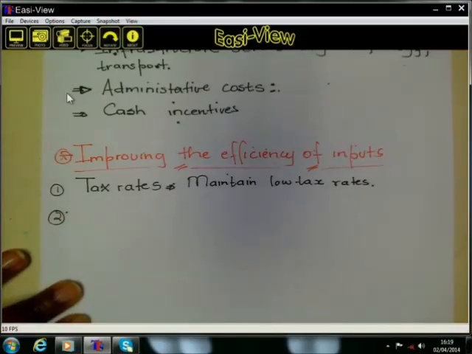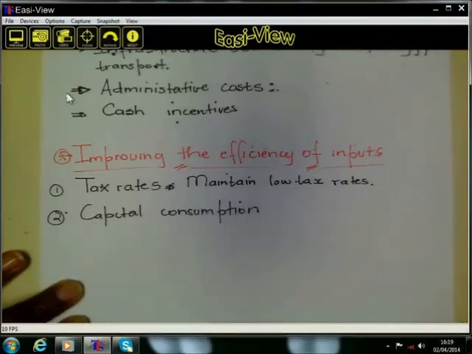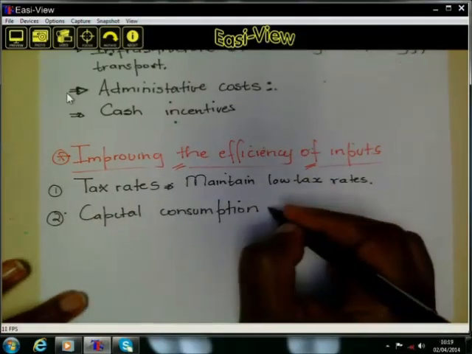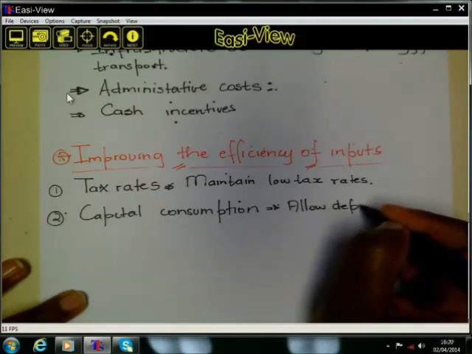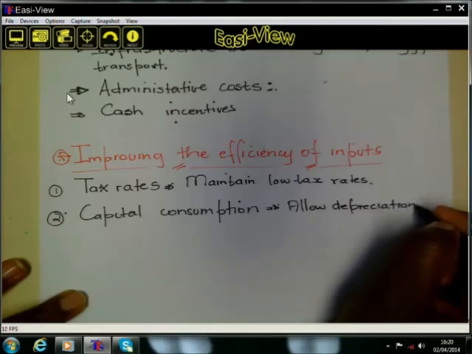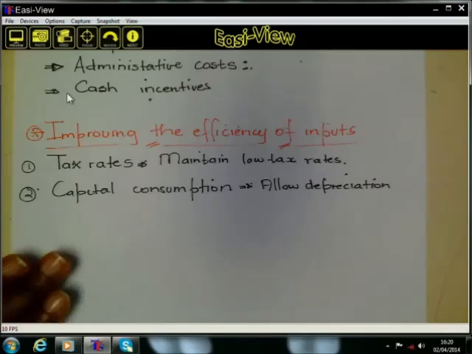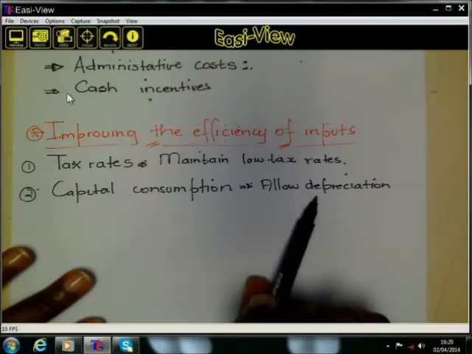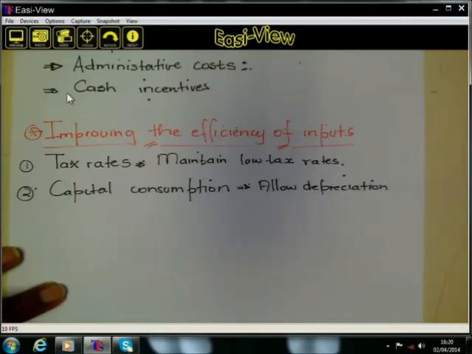The second factor that they must look at, capital consumption. Capital consumption, which means they must allow depreciation to take place. So they must compensate businesses if their machinery has depreciated, and they must allow them to get rid of it maybe 3 or 5 years after they've used it at a lower cost without charging them. If they can do that, then the businesses will be happy as well.